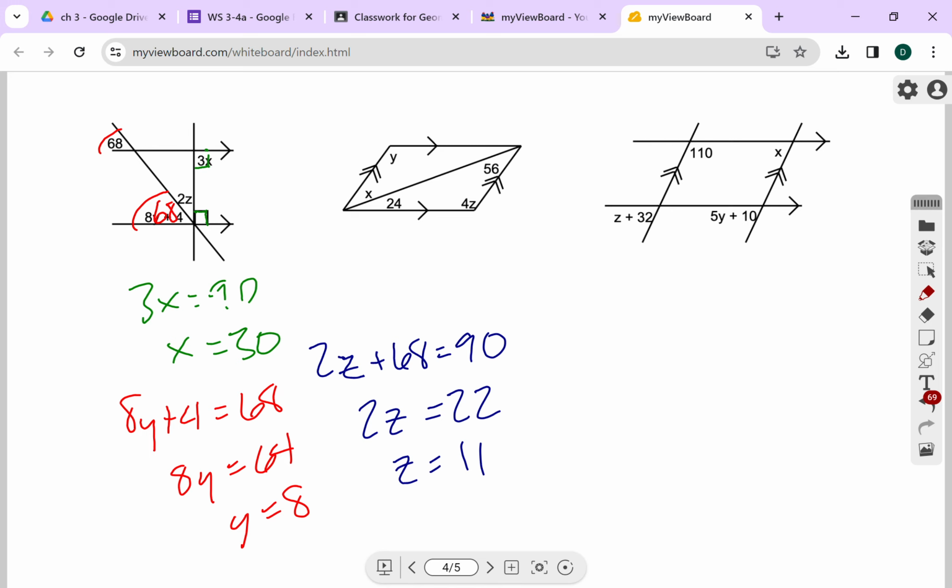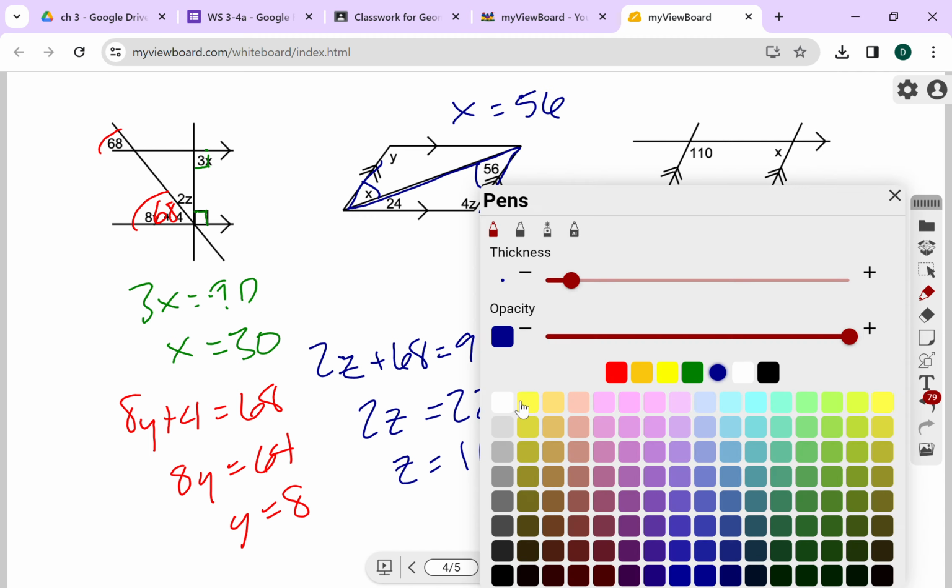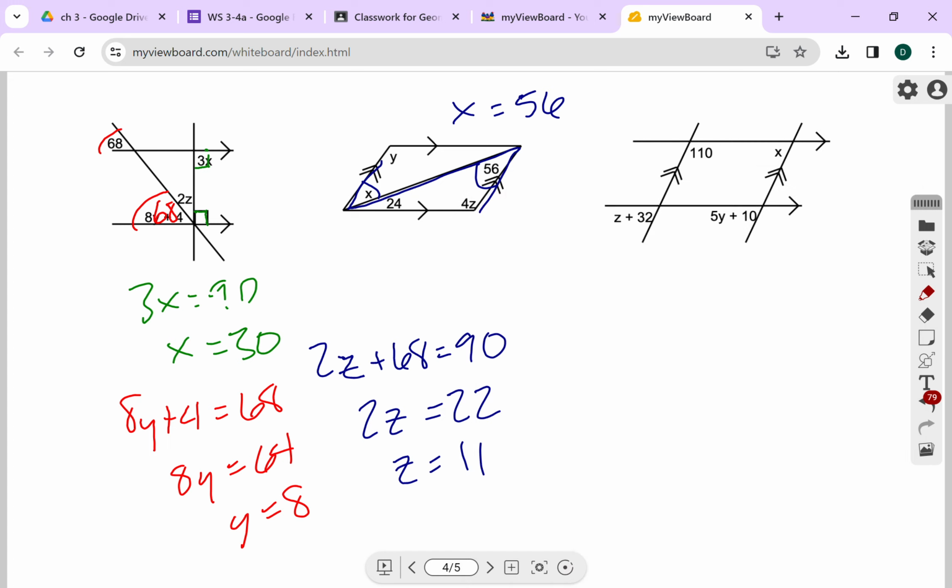Next figure. Corresponding angles. X is 56. Or I shouldn't have said corresponding. Those are alternate interior angles. So I saw a z right away. There's also another z that will come into play that I know I don't have to solve for this angle, but it's nice to know that it's 24 because it helps you get the next thing.